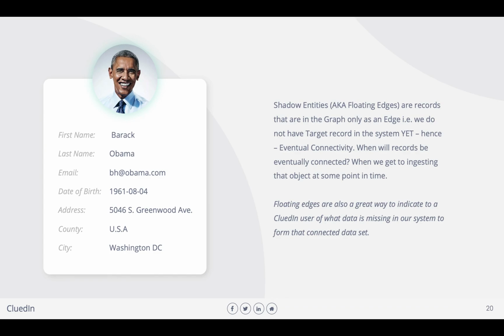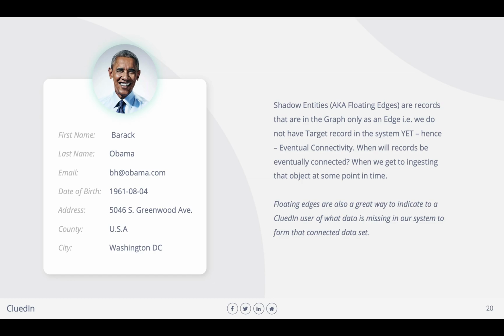Now, based off this, what we will actually do is put one of these shadow entities or floating edges into the persistence store. Imagine it thinking there as, okay, I've got a reference to an organization that has this ID, but I don't have a target. I don't really know where this is. Until we actually go to map the organization table, that's when we ingest it. It will say, hey, I'm an organization with that same ID. That means that we can eventually connect.